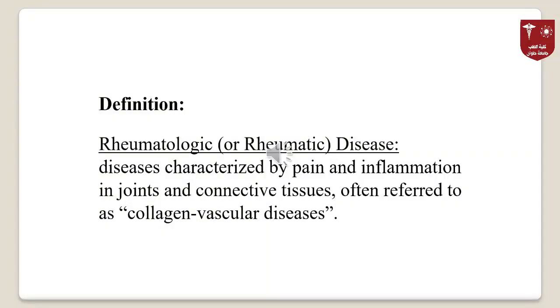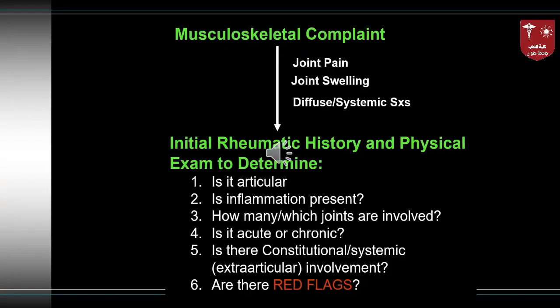By rheumatic disease, we mean a group of diseases characterized by pain and inflammation in joint and connective tissue. It's common for patients with rheumatic disease to come presenting with one of these three manifestations: joint pain, joint swelling, diffuse or systemic manifestation.